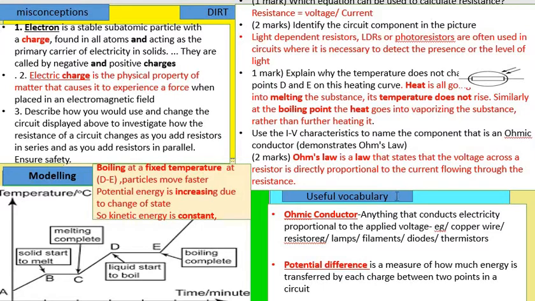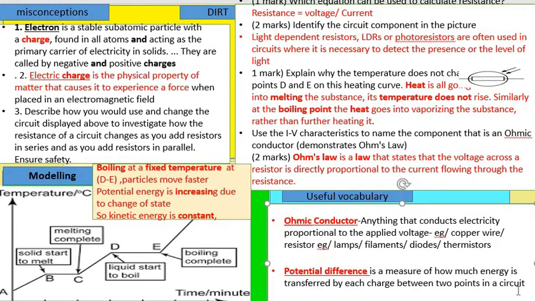Going through some useful vocabulary or terminology. An ohmic conductor. So the question was, can you give an example of an ohmic conductor? And an ohmic conductor, just to define it clearly, is anything that conducts electricity in proportion to applied voltage. So, for example, it could be a lamp, a filament, a diode, a thermistor, or even the copper wire that we used in the resistance experiment.